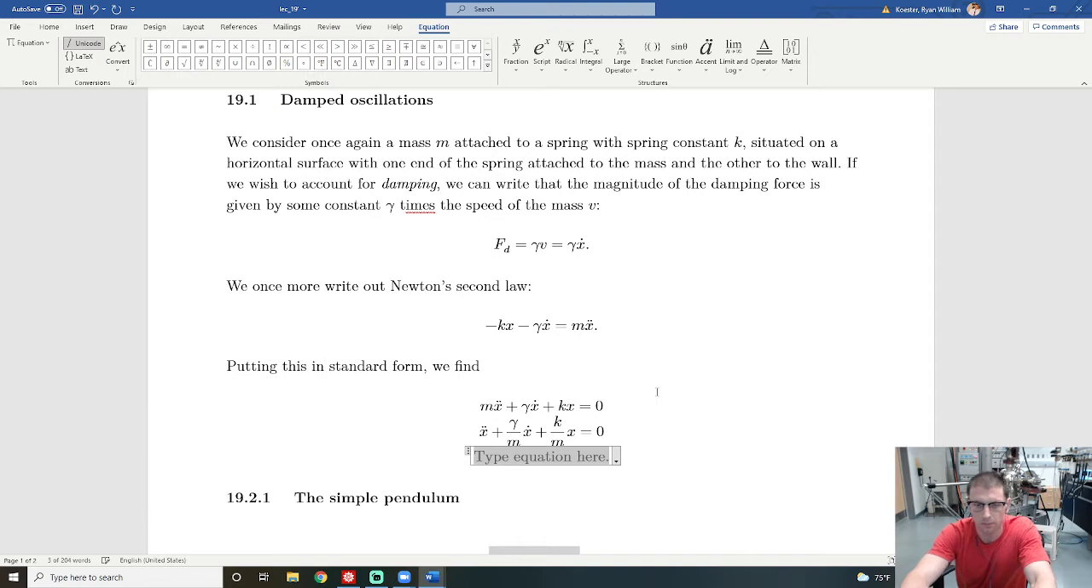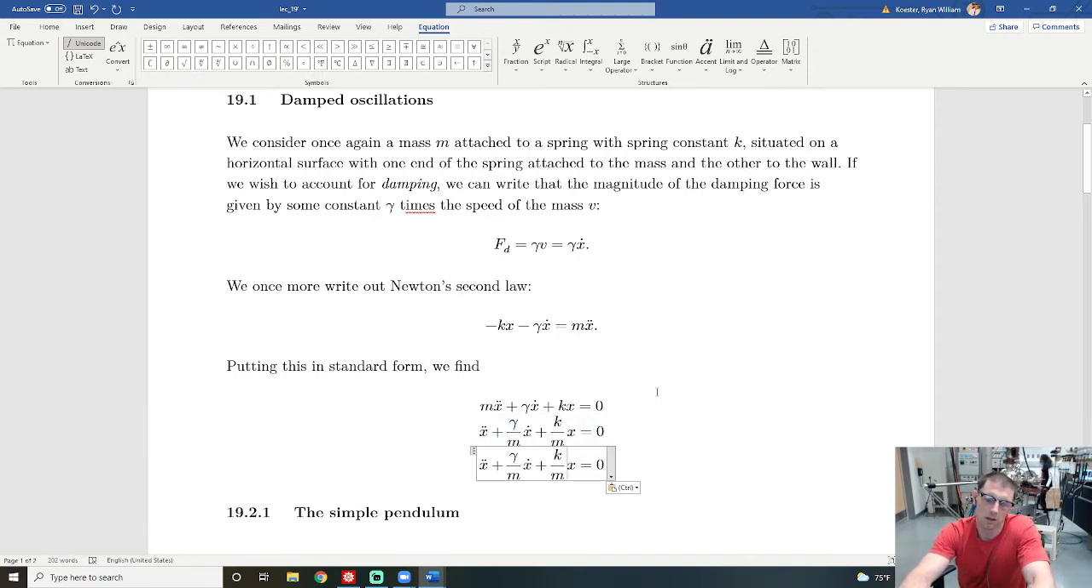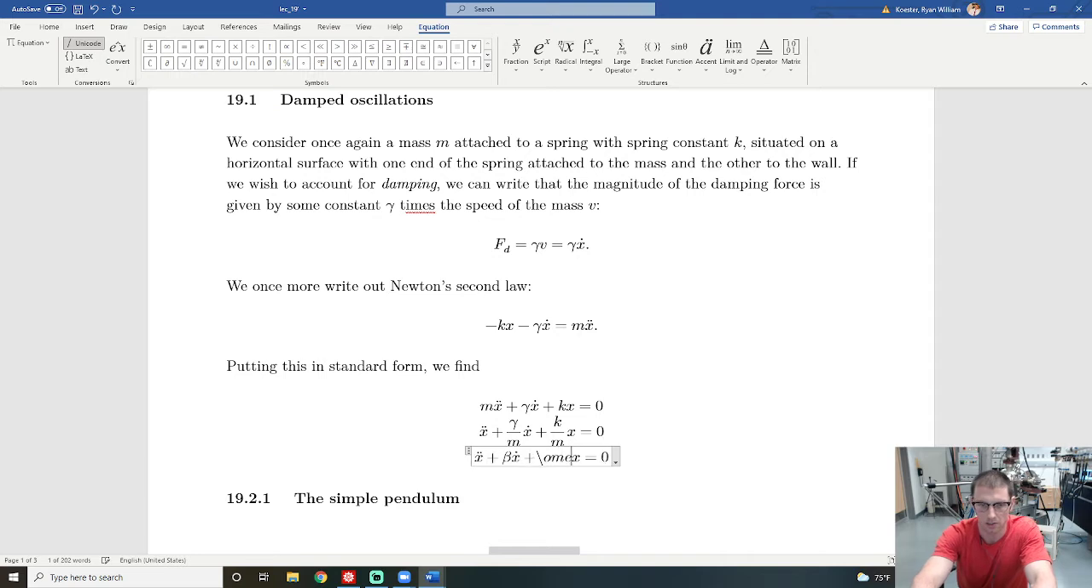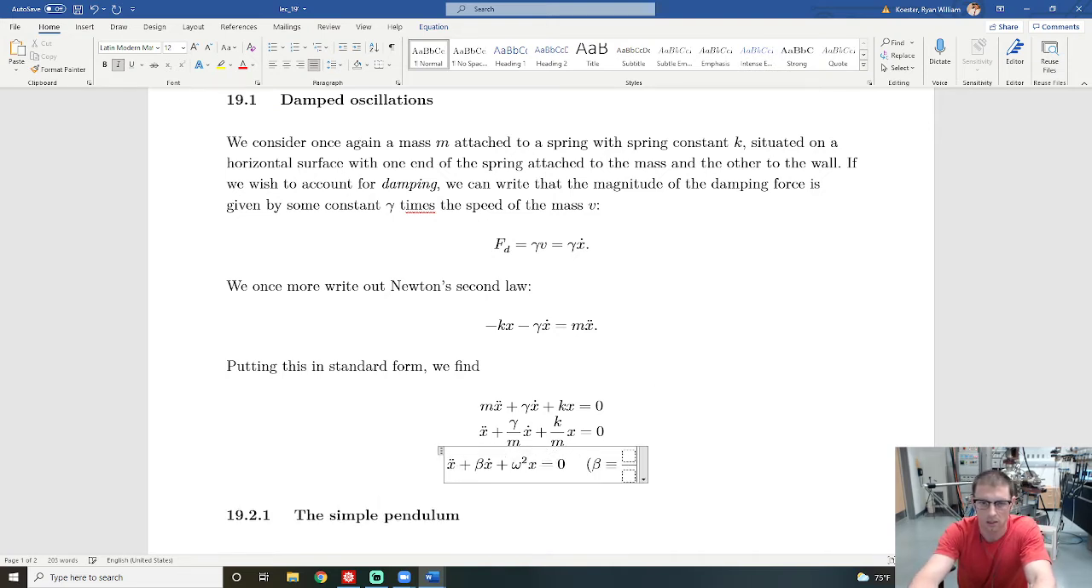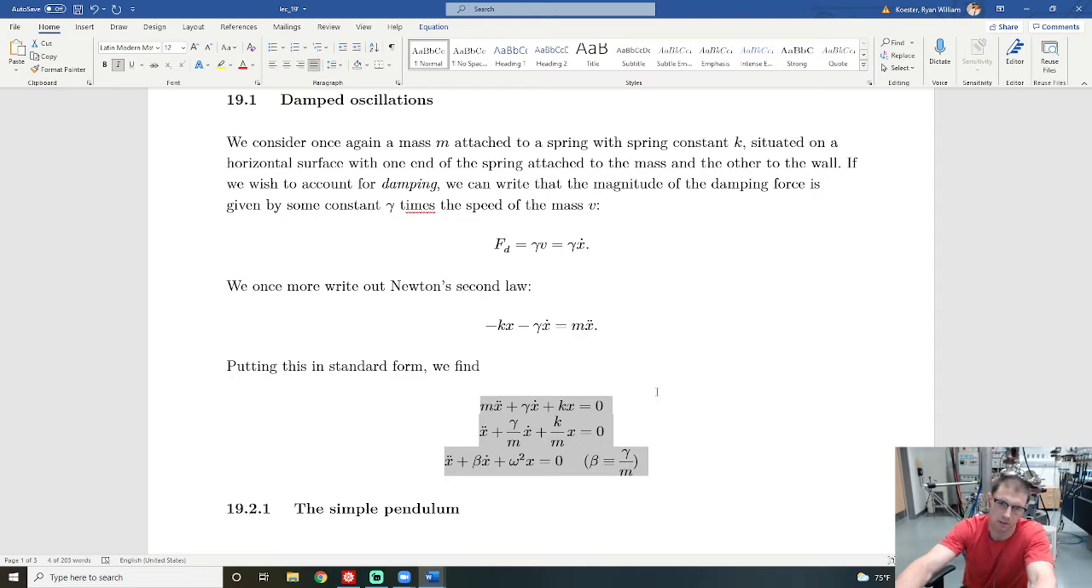Now remember, let me do this one more time. If we want to define a new constant to clean this up a little bit, we could just call this beta maybe, and then this will still be omega squared as before. And I'm just going to say beta is defined to be gamma over m.